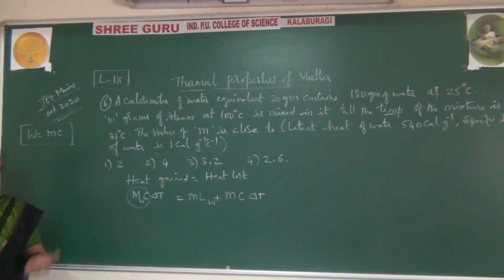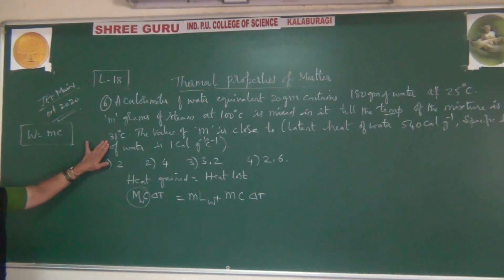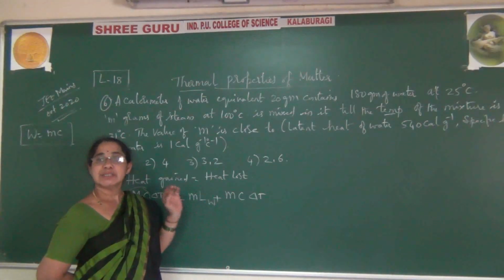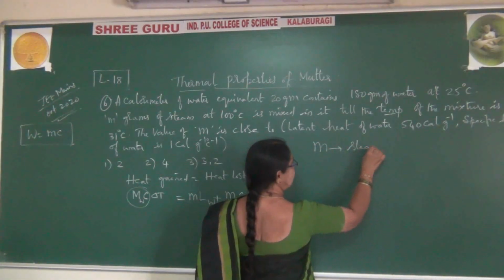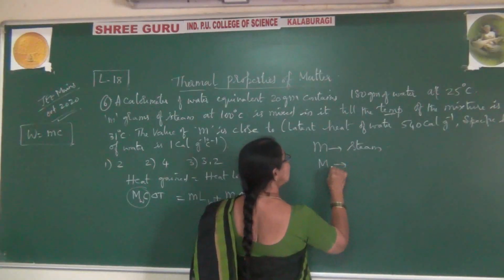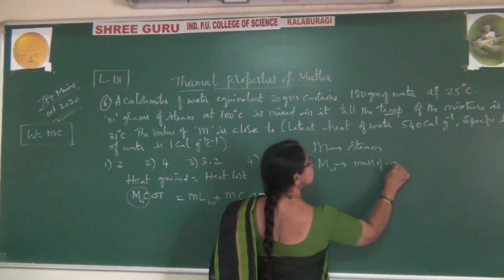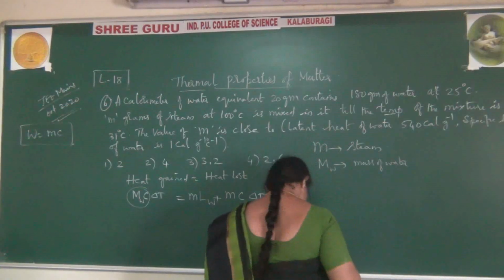What is delta T? Again there is a change in temperature. Earlier the steam was at 100 degrees centigrade, now it has attained 31 degrees centigrade. This you have to take as the difference of temperature. But remember, here I have written small m. What does small m represent? Small m represents the mass of steam. What is capital M? This is the mass of water.